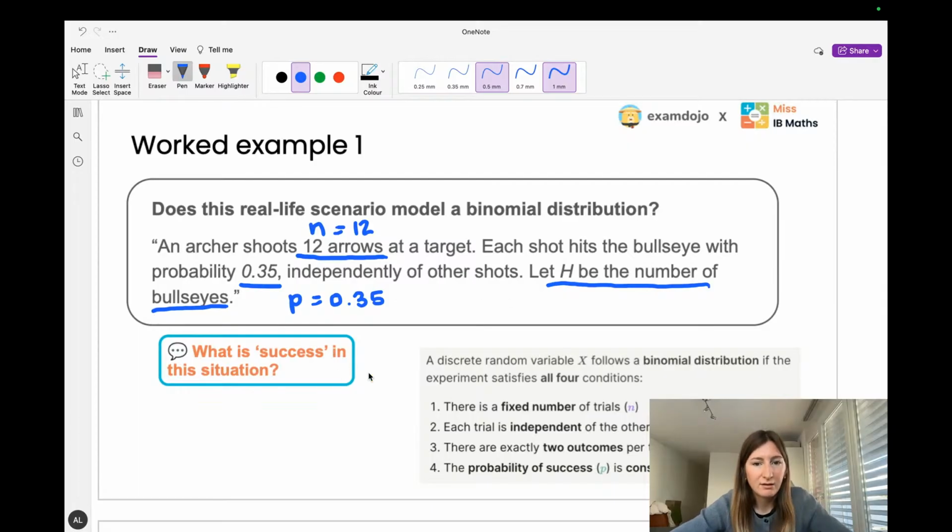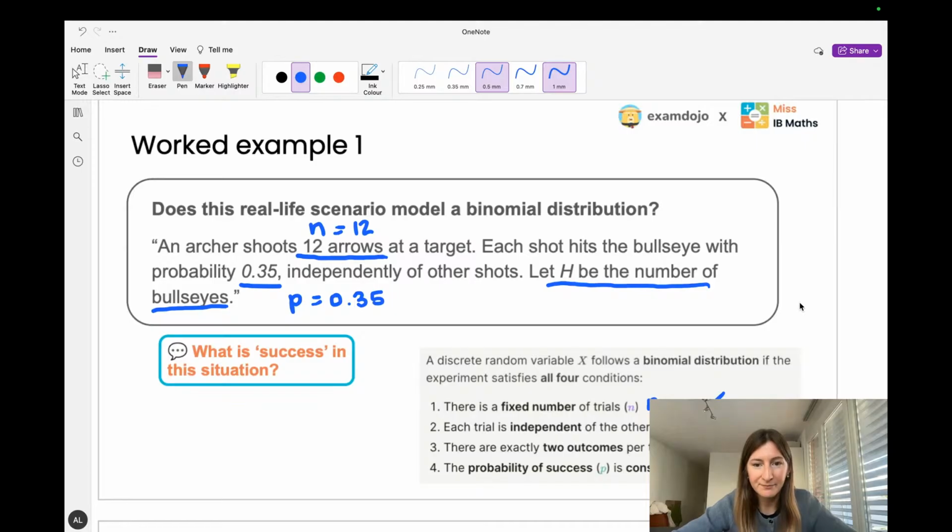So, right, let's see. We have a fixed number of trials. Yes, n equals 12. Each trial is independent. They've said independent, so we know that. That was nice and easy for us. But if you think about it, if I'm an archer taking shots at a target, the one before doesn't affect the one that comes afterwards. So none of my shots are going to have an effect on each other in this trial. Maybe my mood, depending on if I'm getting it right, might change a little bit, but generally they're not going to have an effect on each other.